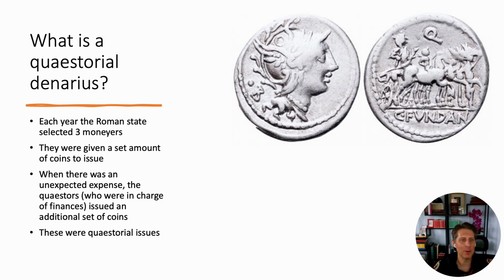Well, every year the Roman state selected three moneyers who are responsible for issuing the coins of the Roman Republic. And these moneyers were given a set amount of coins to issue based on a set amount of bullion and bronze that they were issued. And this was set at the beginning of what we would call the Roman fiscal year. When there's an unexpected expense, the quaestors, the civic officials who were in charge of finances, issued an additional set of coins. And these coins are called quaestorial issues.